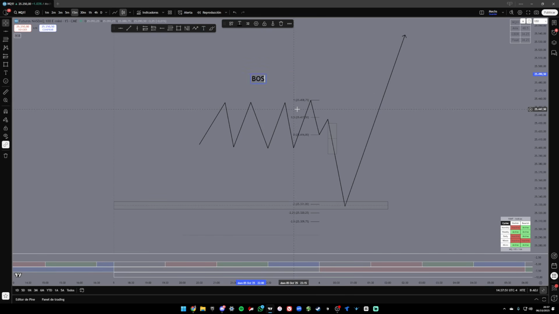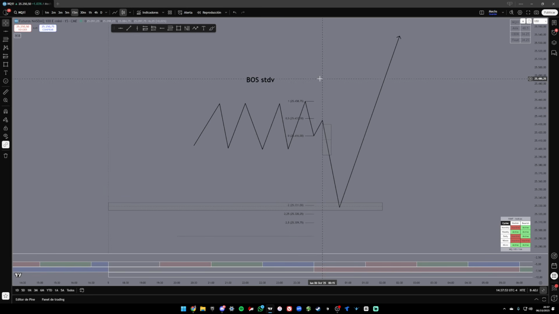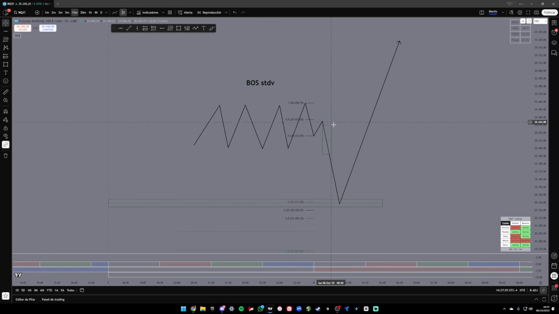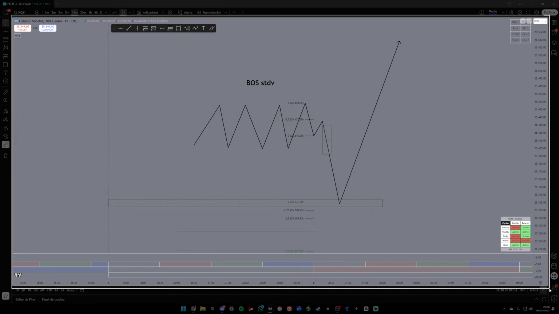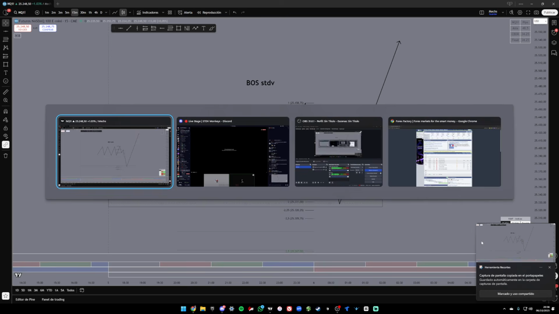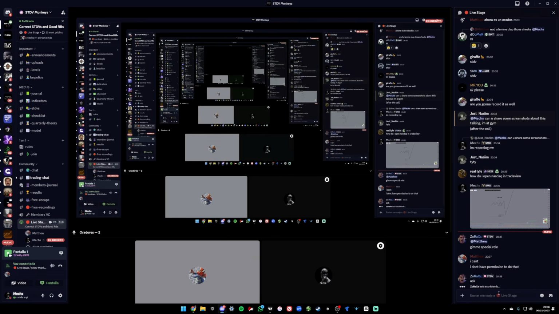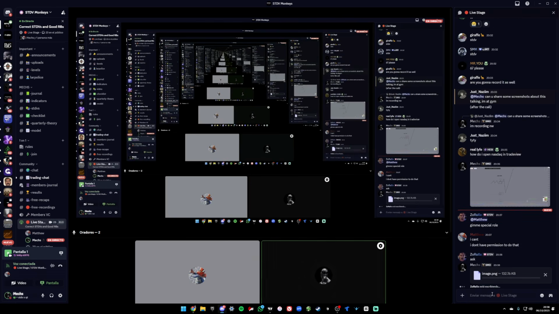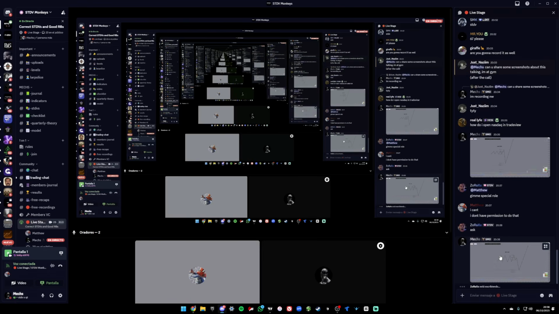You can have both, but yeah, break of structure and deviation. And for bearish trades, it's the same, but vice versa. Okay.